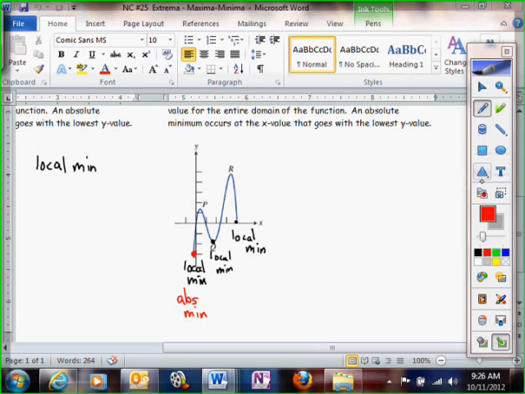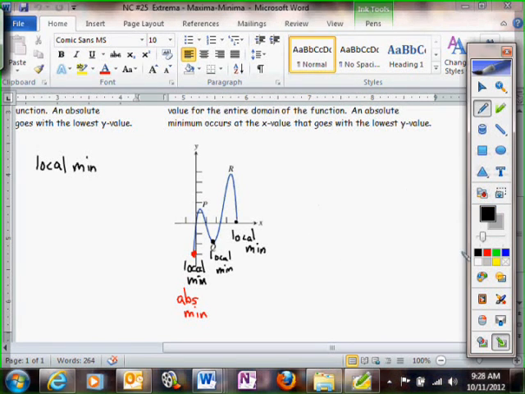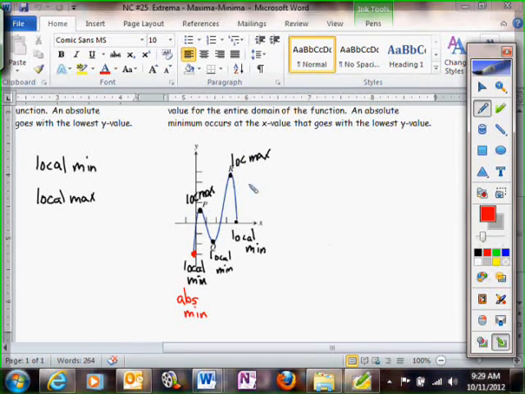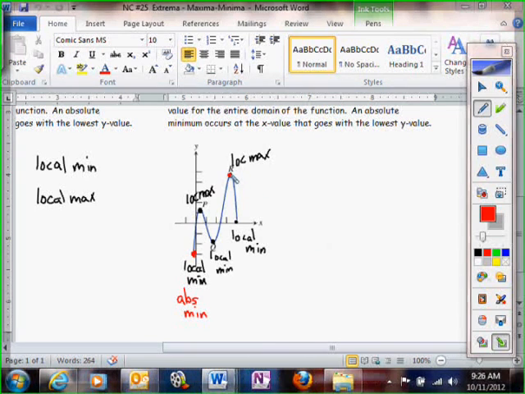Now let's talk about the local maximum. I have a local maximum here because in this area, this is the highest point. And I have one here because in this area, this is the highest point. So this is a local minimum, or I'm sorry, local maximum. And this is a local maximum. And when I'm looking for the absolute maximum, that would be this one here because on the entire domain, this is the absolute highest point. That's the absolute maximum.